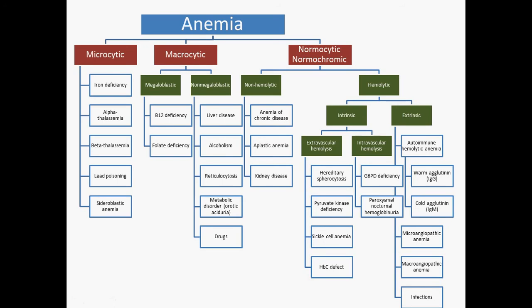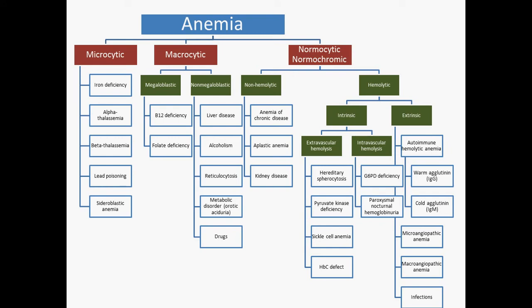So we're talking about anemia, and as you can see, we've got quite a few different types of anemia here, and this really isn't even the half of it. There's a lot more types of anemia, but these are the most important conditions. So anemia basically just means that you have either a low number of red blood cells or a low amount of hemoglobin in your blood.